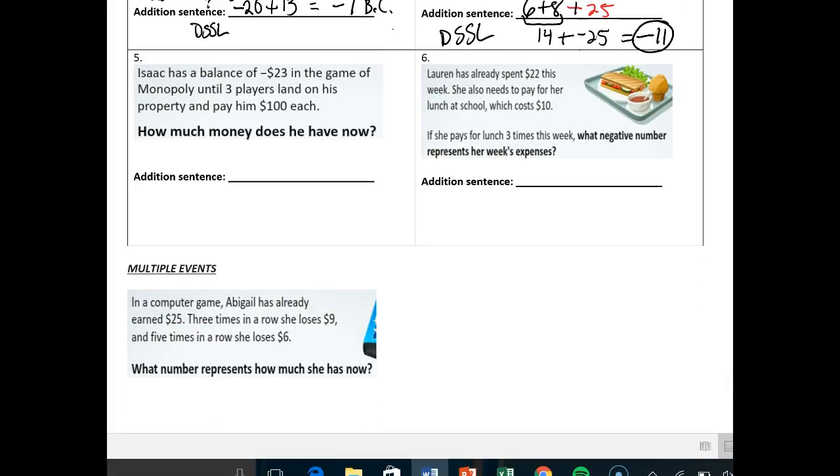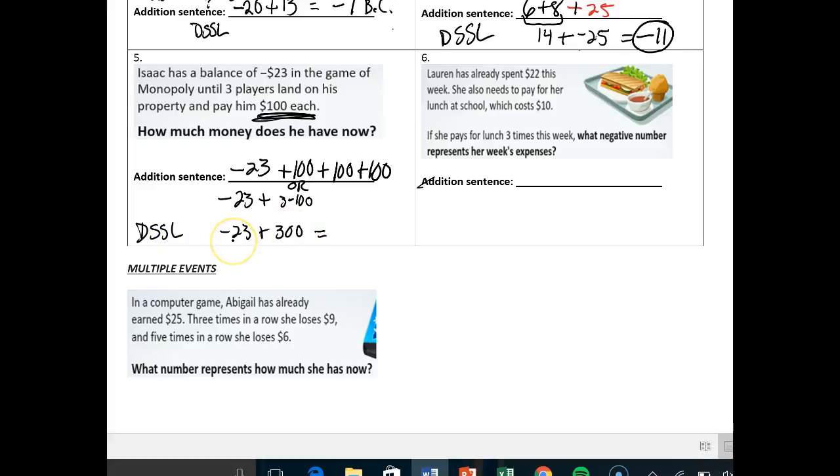Number 5, Isaac has a balance of -23 in the game of Monopoly until 3 players land on his property and pay him 100 each. All right, so he starts with -23, but then one player lands on his property and pays 100, another player lands on his property and pays 100, and a third player lands on his property and pays 100. We could do that, or we could rewrite this problem as -23 plus 3 times 100, right? So this would give us -23 plus 300. Put a big "or" there because either sentence is fine. This is still a DSSL problem, and you have to ask yourself, okay, what's 300 minus 23? Well, 300 minus 20 should give me 280, minus 3 more gives me 277. So now he has $277 because all those people landed on his property. Got himself out of debt.